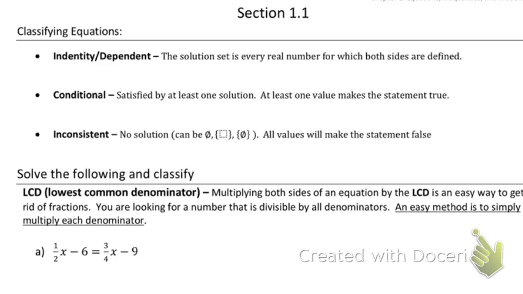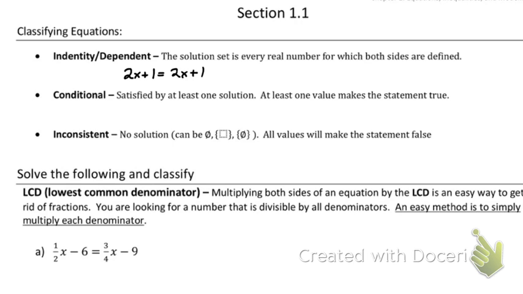Before, and that is our identity slash dependent. So dependent says the solution set is every real number for which both sides are defined. We already called that dependent, but I'm also going to call it an identity in this section. It will look something like, let's say I have 2x plus 1 equals 2x plus 1. We're going to notice both sides look the exact same.